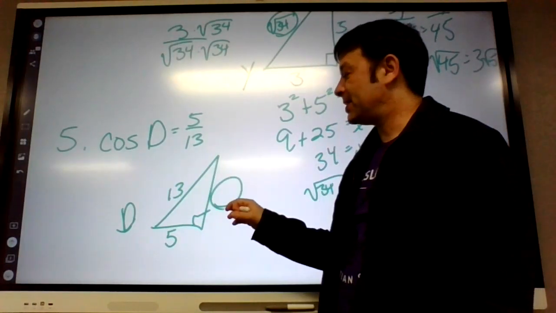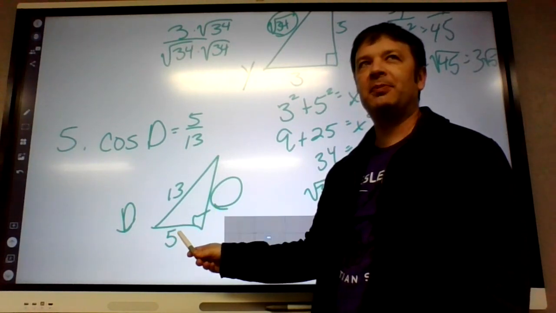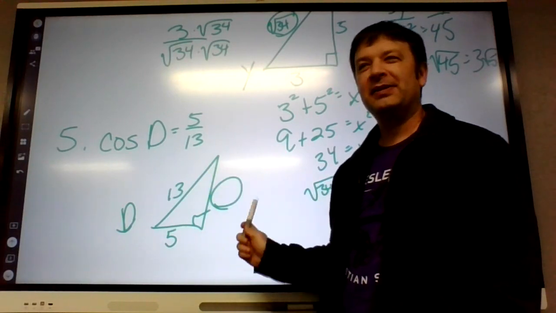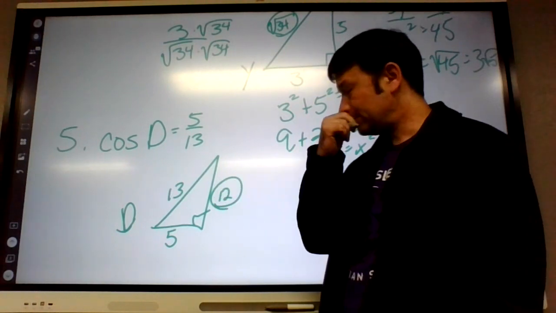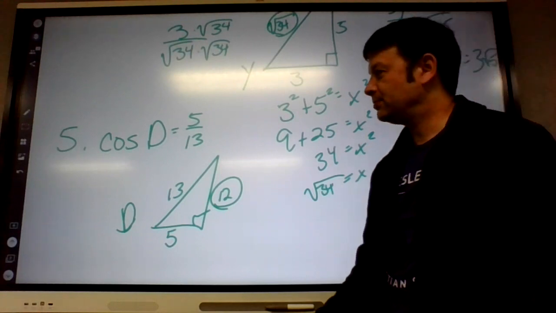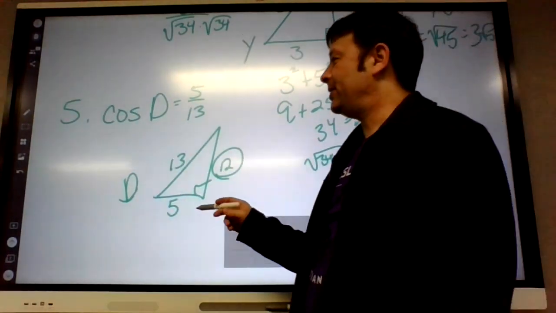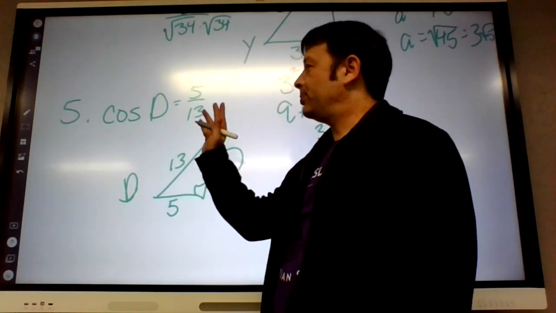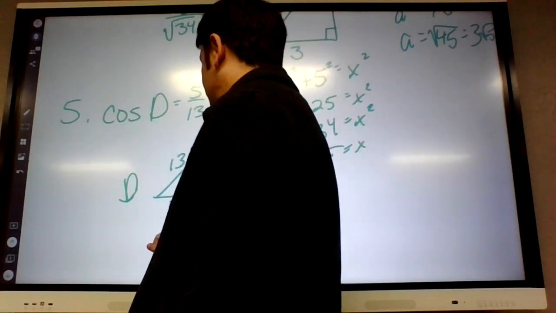And then I'm missing a side still, so I can use the Pythagorean theorem. Anybody have this one memorized? 5, 12, 13. They asked us to find the other two trig ratios, so we got cosine, so we're missing sine and tangent.